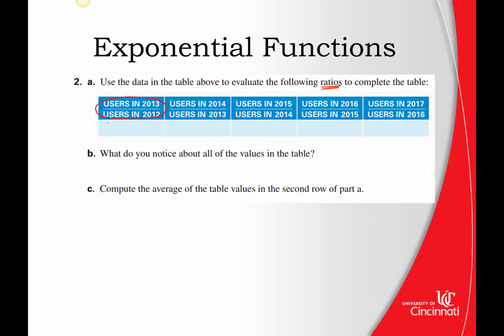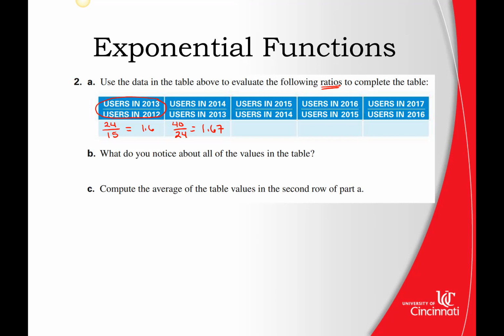Well, in 2013, there were 24 million users. 2012, 15 million. You can take that, plug that in on your calculator, and do the 24 divided by the 15. It's about 1.6. On the next box, we're going to do 2014 versus 2013. Well, that's going to be the 40 over the 24. So if we do the 40 divided by the 24, it's going to be 1.67.